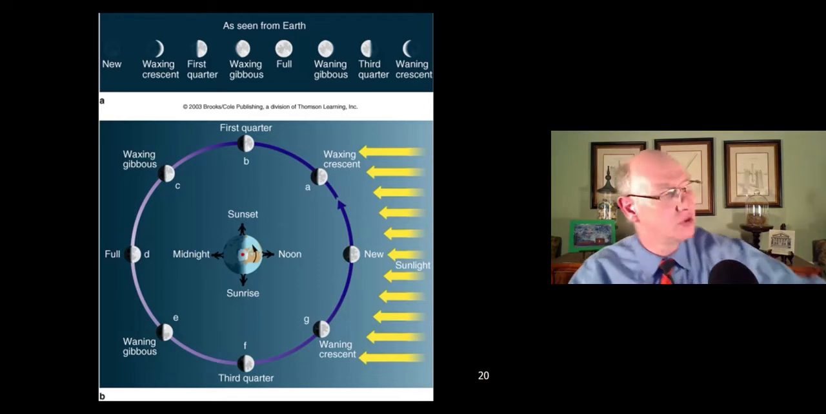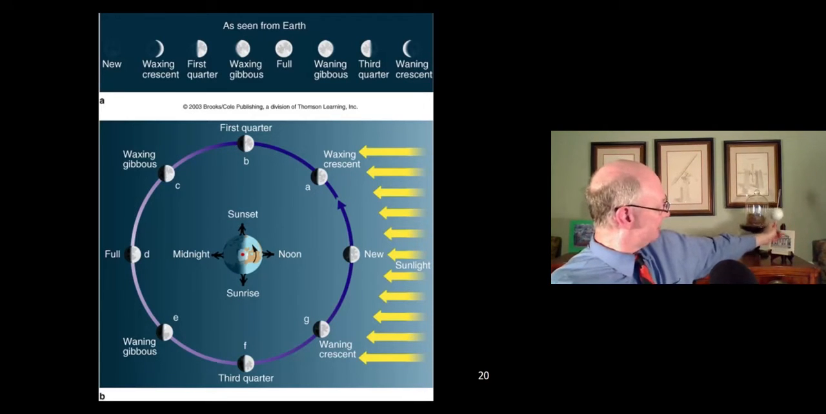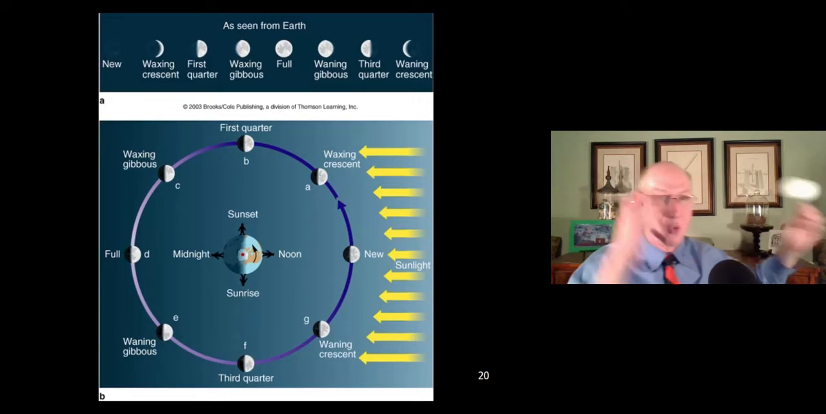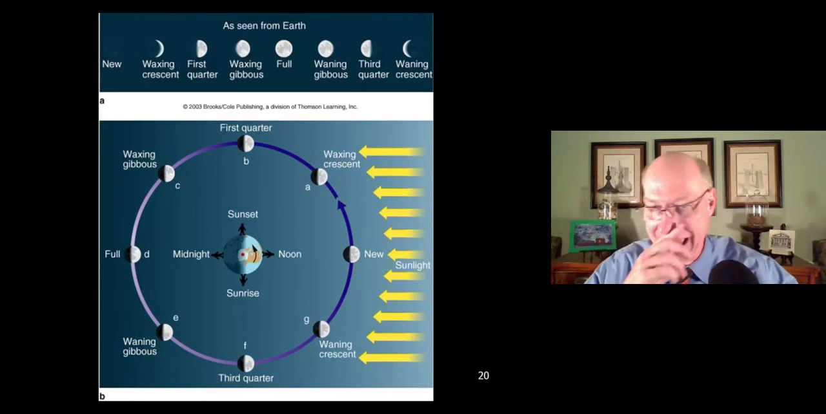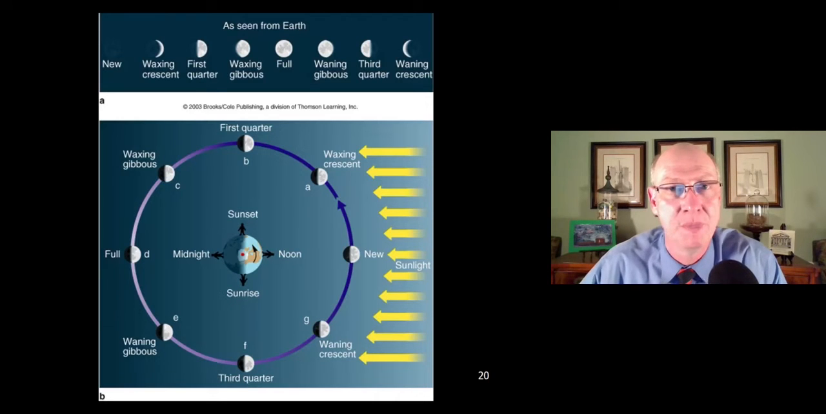And the moon, I'm going to hold out there at arm's length like that, and the moon is going to orbit around the Earth. It's going to orbit around my head. So that is the model of the phases of the moon.